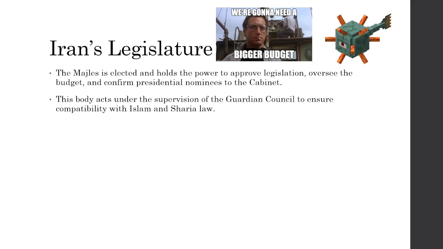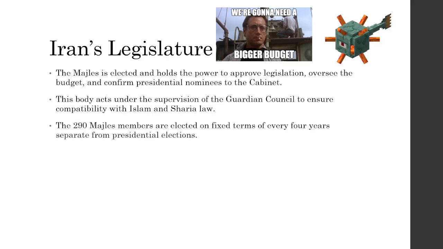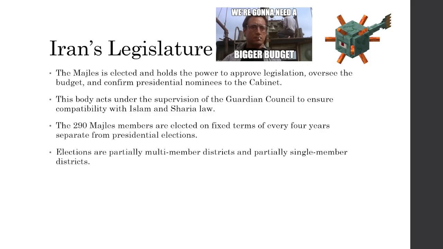So let me give you an example. So in Iran, it is illegal to open a bar because under the Muslim faith, you're not allowed to drink. So let's say that the Majles pass a law that allows bars. The Guardian Council would shoot this down, saying that it isn't compatible with Sharia law. That's their role. There are 290 members of the Majles. They're elected on fixed terms of every 4 years, and these are separate from your presidential elections. Elections are partially multi-member districts and partially single-member districts.